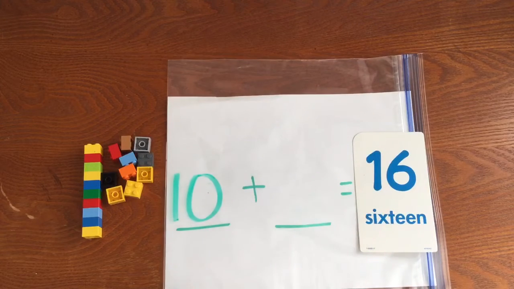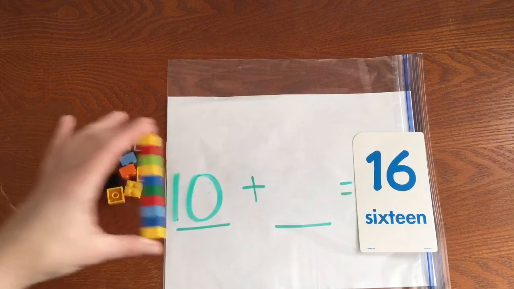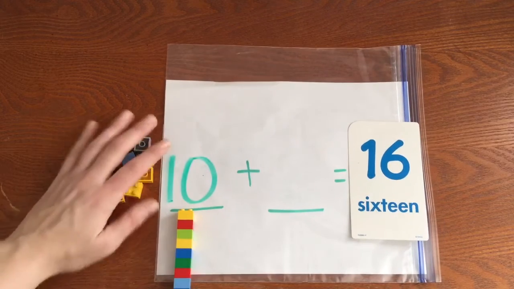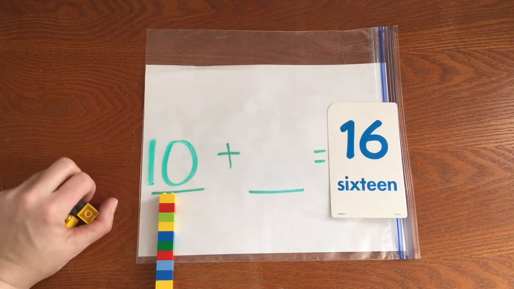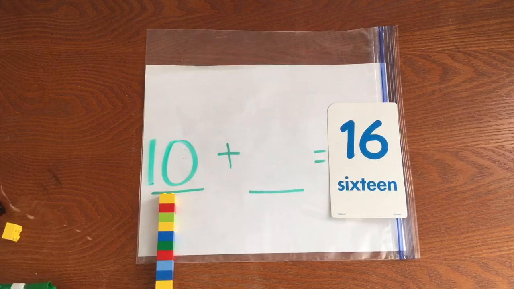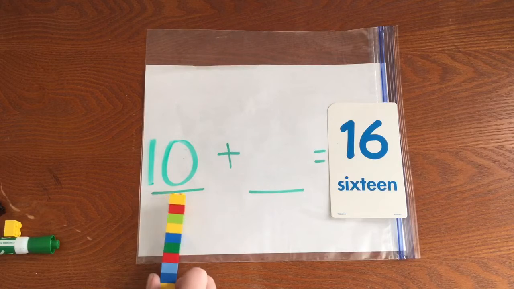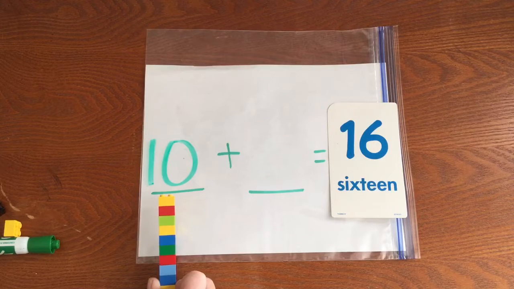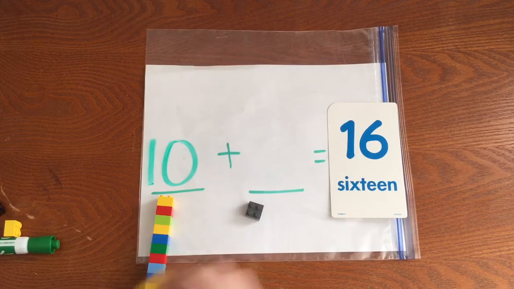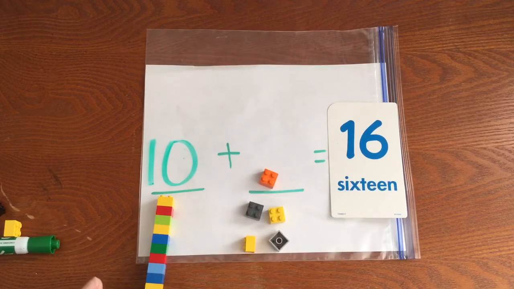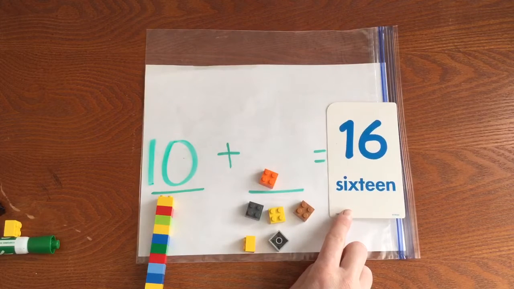What two numbers make up 16? If I know that one of them is 10, how many more do I need? Well, I can use my Legos to count those out. And remember, when we're using our tens rod, we don't need to start counting at 1. We can start counting at 10. So let's count on from 10. 10, 11, 12, 13, 14, 15, 16, and that's where I stop because my answer was 16.